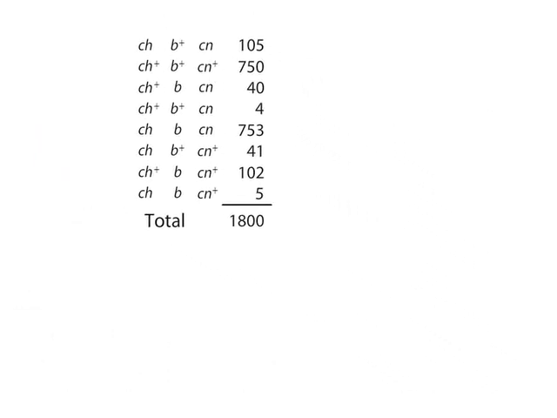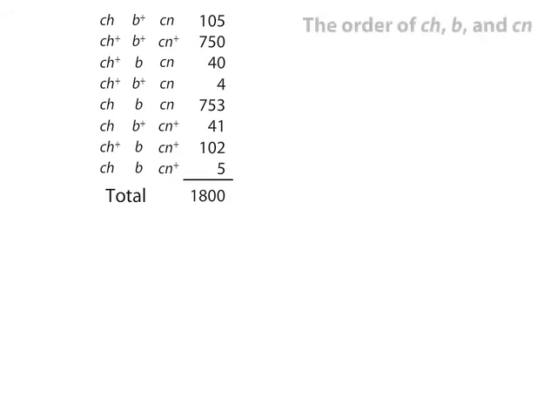Based on the information in this table, can we figure out how cherub, black, and cinnabar are positioned relative to each other on chromosome 2? First, we need to determine which of the test cross progeny are non-recombinant, also known as parental types, and which are double crossovers. The clues are hidden in the progeny counts.